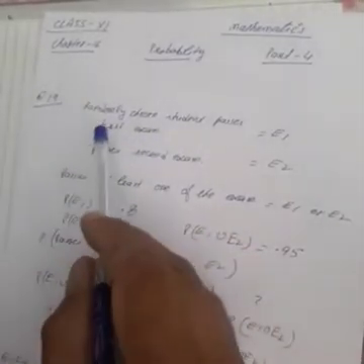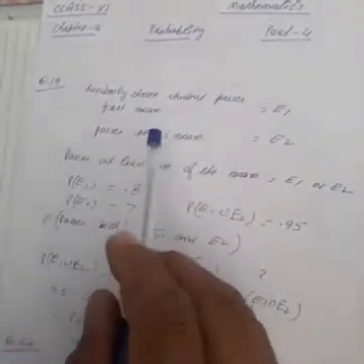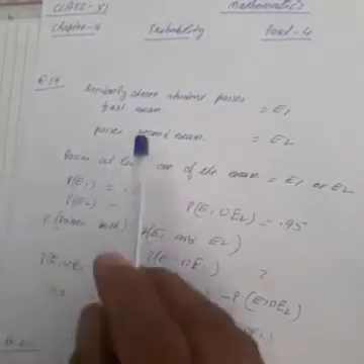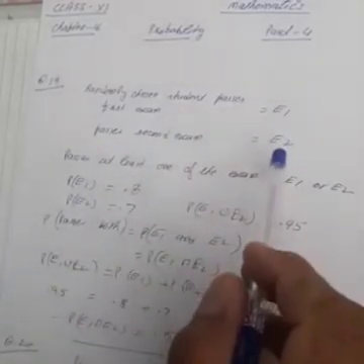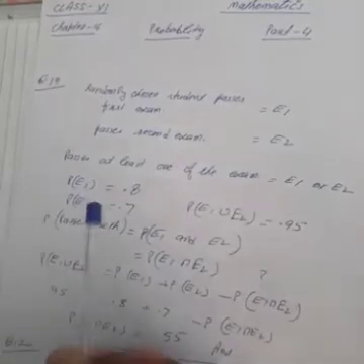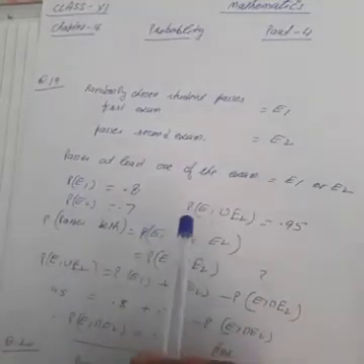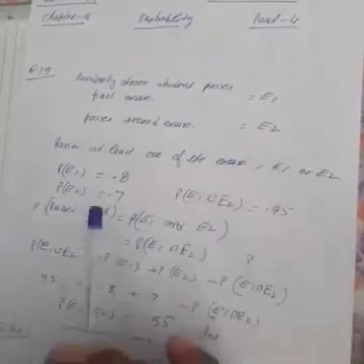This is chapter 16. Now question number 19 of exercise 16.3. A randomly chosen student passes the first exam and the second exam. Let these be events E1 and E2 respectively. Passing at least one of the exams is to be evaluated, so it means E1 union E2. That is given to us. Passing first and second means E1 intersection E2.